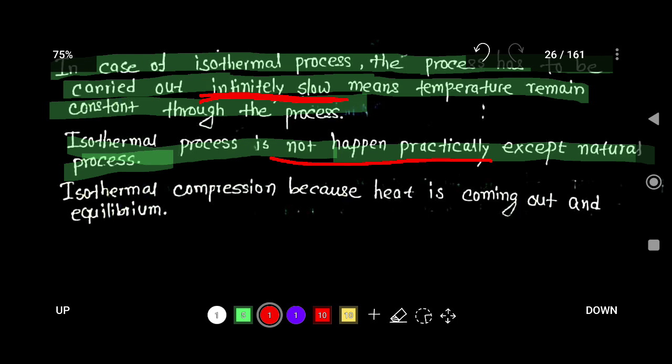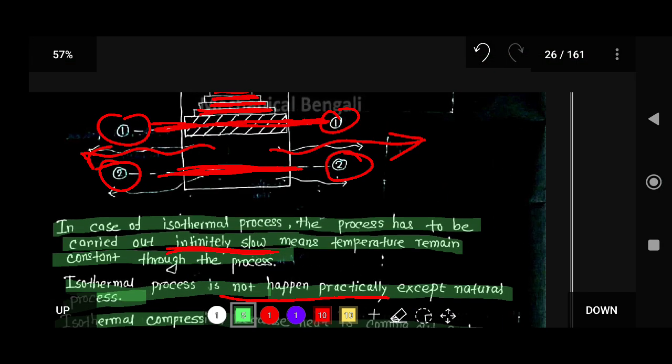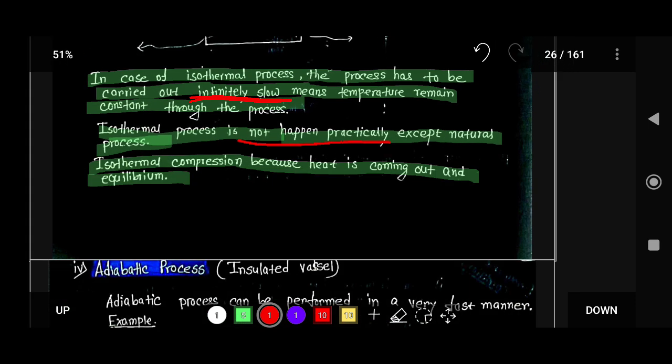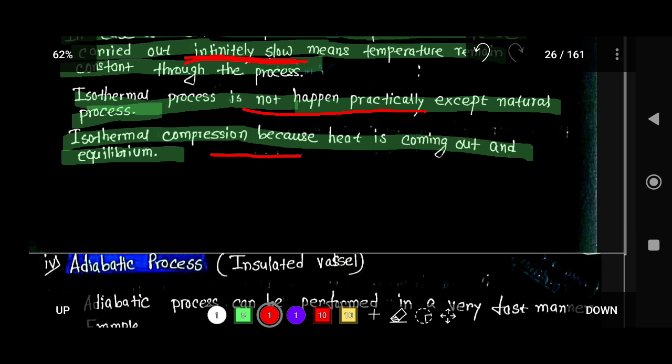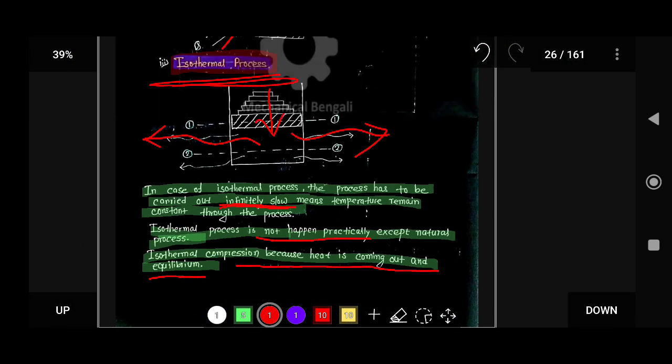In isothermal compression, the piston goes in the downward direction, so the heat is coming out from the system to the surroundings, maintaining equilibrium. So this is the isothermal process.